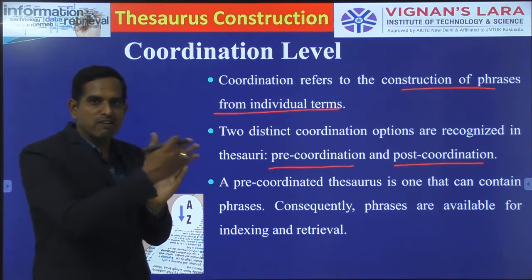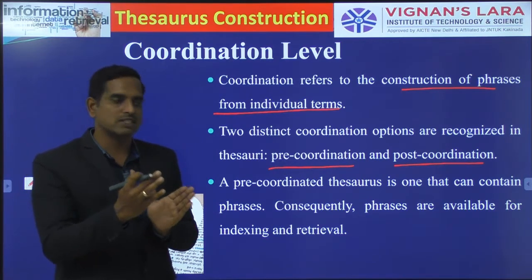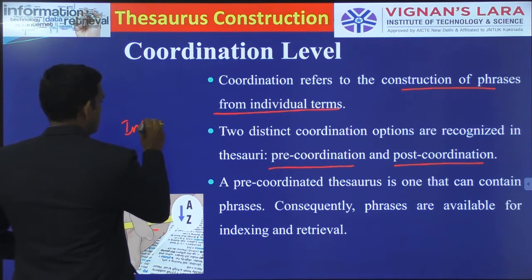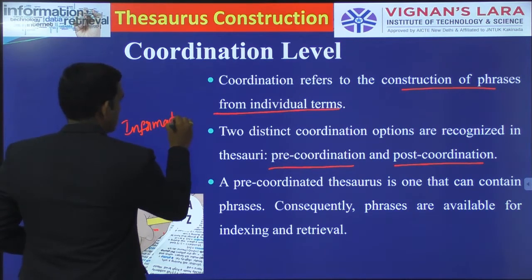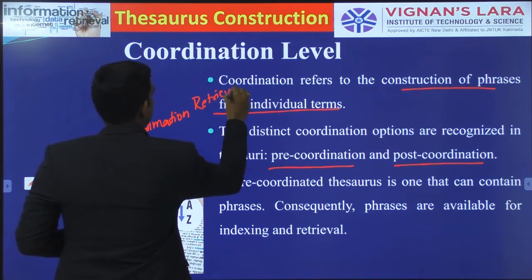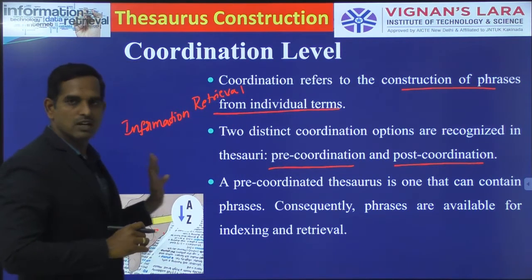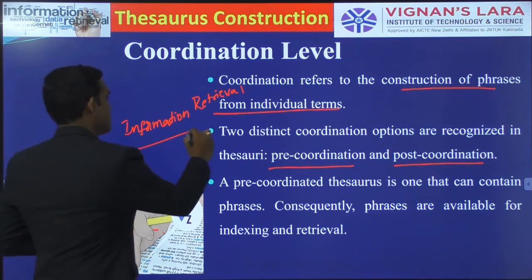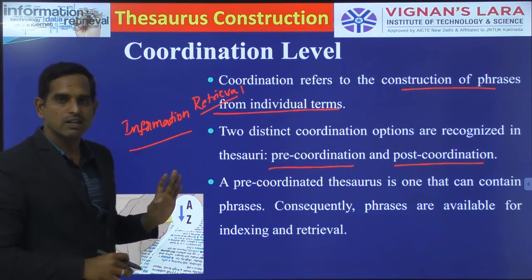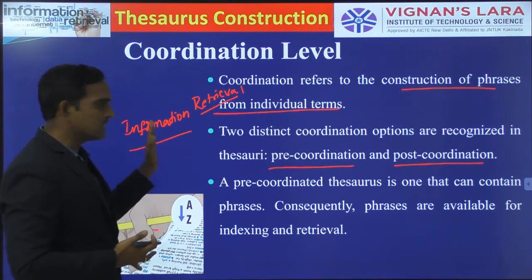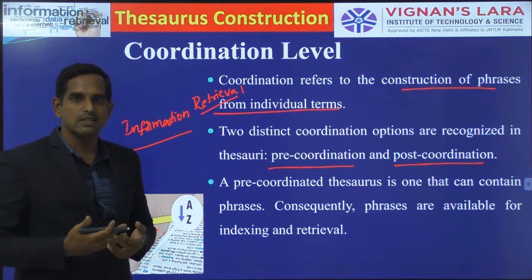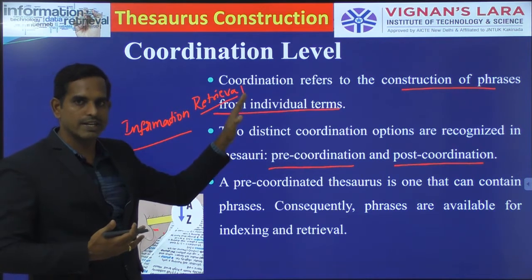Developing the terms from your phrases. For example, information retrieval is your complete phrase. From this phrase, you have to be able to separate the terms. That is, one is information, another one is retrieval. So how are we going to construct these individual terms from the phrases? That is what we will be calling the coordination process.